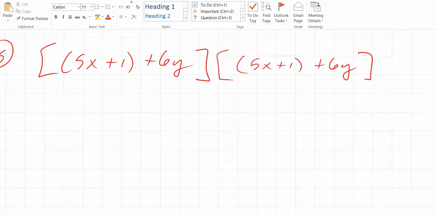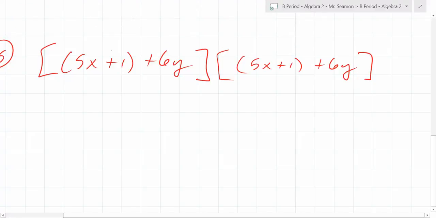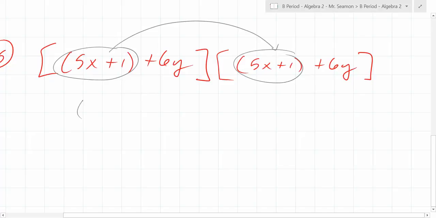So the way the book shows it, and the way I recommend you do it, is think of this as one thing right here, and think of this as one thing. So what's 5x plus 1 times 5x plus 1? Don't multiply it out. Just tell me what 5x plus 1 times 5x plus 1 means. Correct. So just write it as 5x plus 1 squared first.